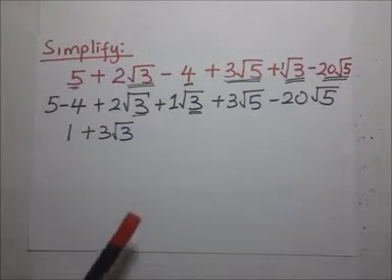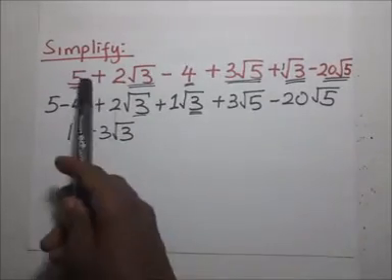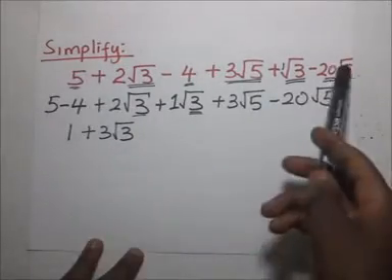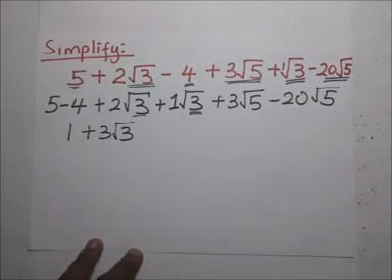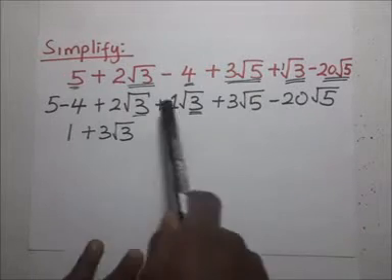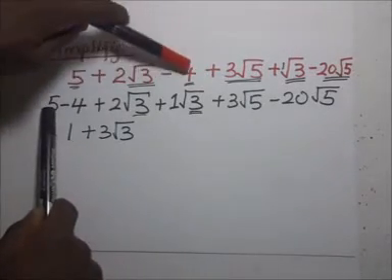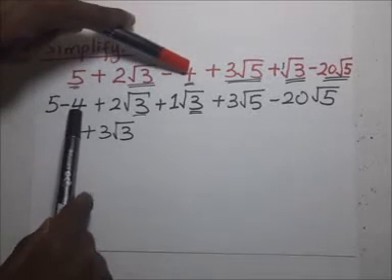If you look at this, we are required to simplify this. Now, this is a mixture of Surds that are both like and unlike, as well as whole numbers. So what we do is that in our first step, we collect like terms. We have 5, which is that one, 5 minus 4, which is that one minus 4.